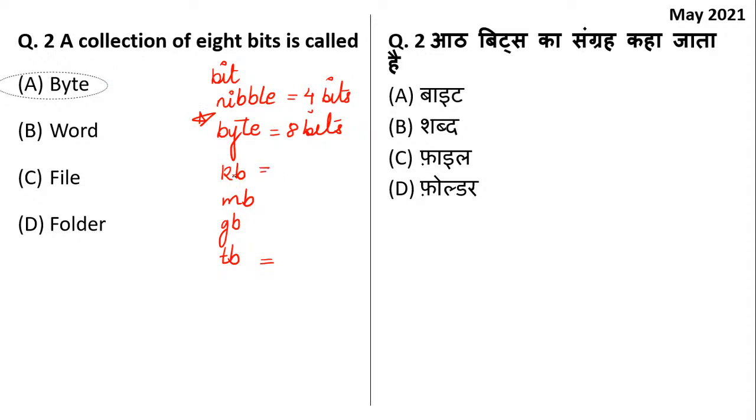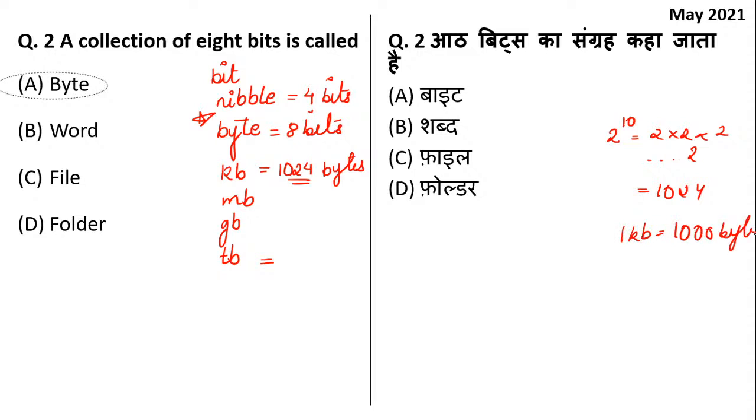Then you have, how much is 1 KB? It is 1024 bytes. Students, 1024 is also written as 2 to the power of 10. When you multiply 2 ten times, 2 into 2 into 2 into 2, ten times, you get 1024. So usually we say that 1 KB is equal to 1000 bytes, but that is not true. Generally we say it because it is close enough to 1000, but it is actually 1024. Okay.